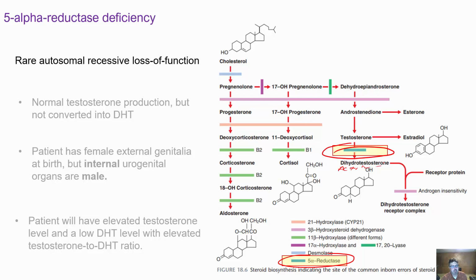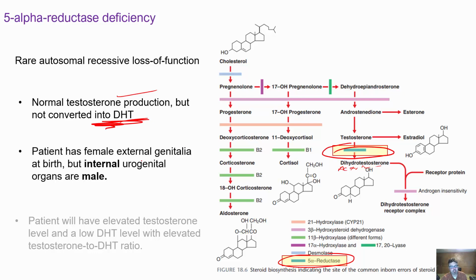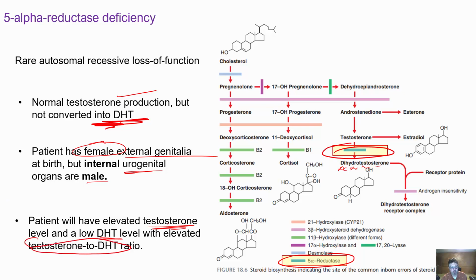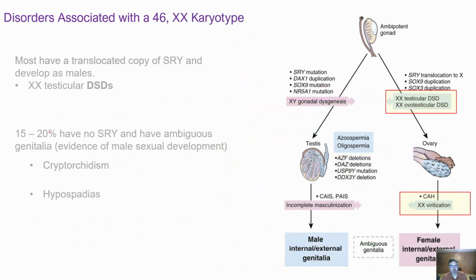So in this case, you get normal testosterone production, check, but it cannot be converted into that DHT. And now what we'll see here is that the patient will actually have external genitalia that appear female, but the internal urogenital organs are male. So they'll have the male vas deferens, perhaps, seminal vesicles and whatnot. What you'll notice here is that they can have elevated testosterone and they will have a low DHT. So we'll often look at what we call the testosterone to DHT ratio, the ratio between those two, in some type of disorder like this.